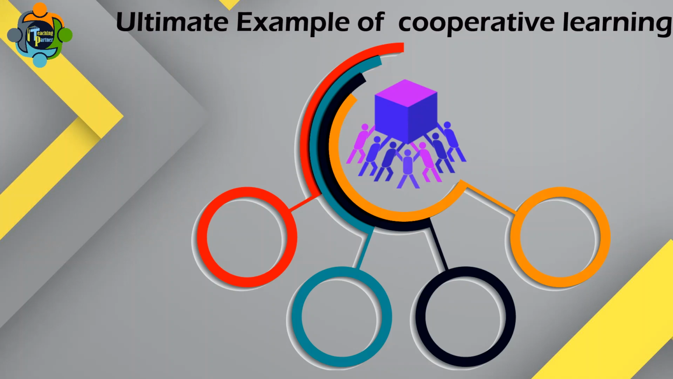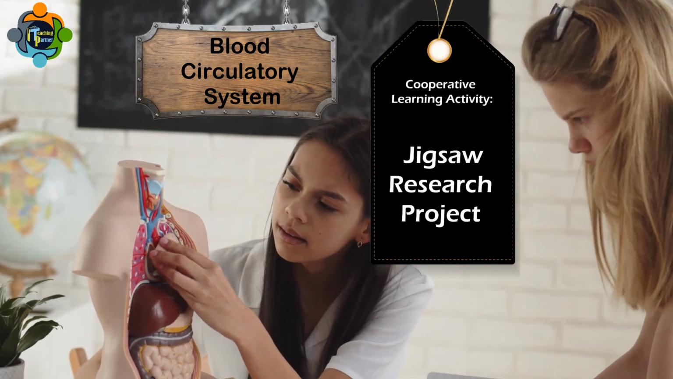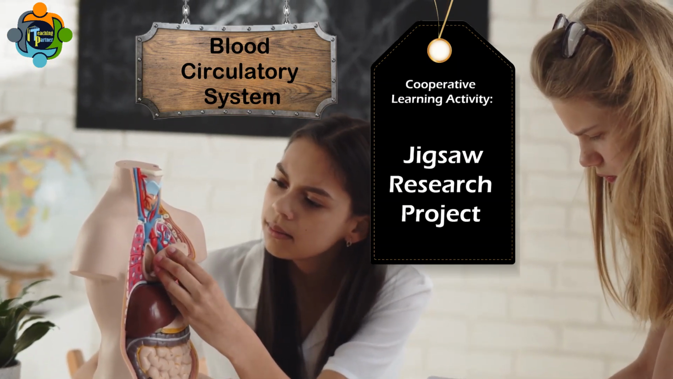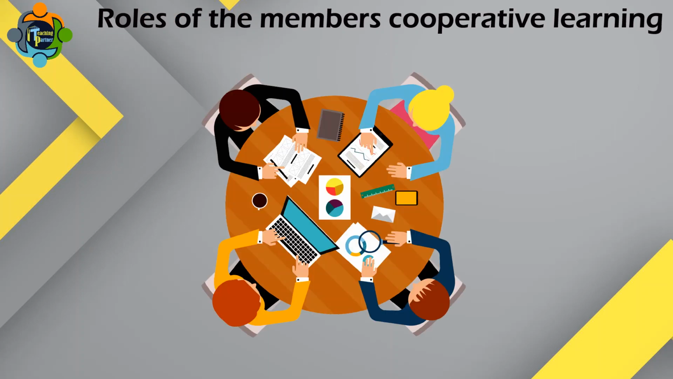In today's video, I am giving you one complete example of how to implement it, including role assignment, success criteria, and even instructions. So you can use this as a model and you can create your own cooperative learning. So let's consider the topic is the circulatory system, and the cooperative learning activity will be a jigsaw research project. Let's assign the roles to the students. Consider there are 4 members in a group.